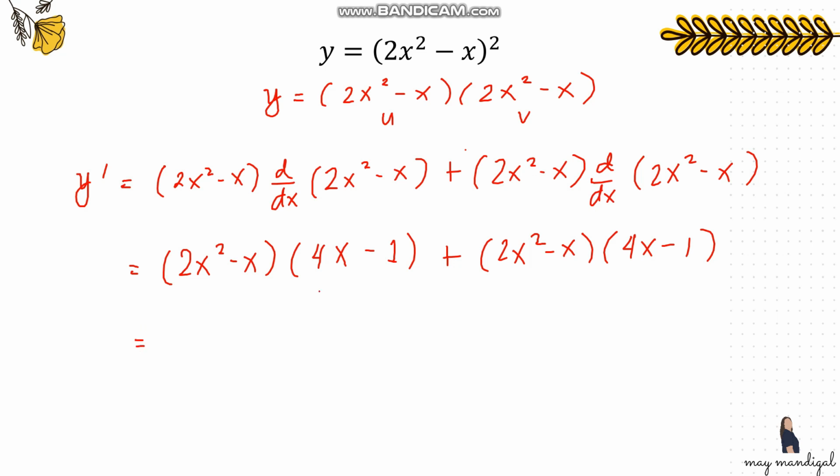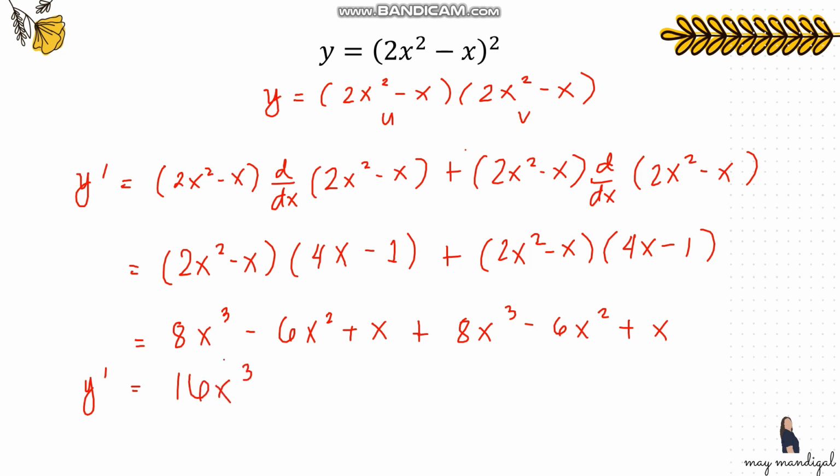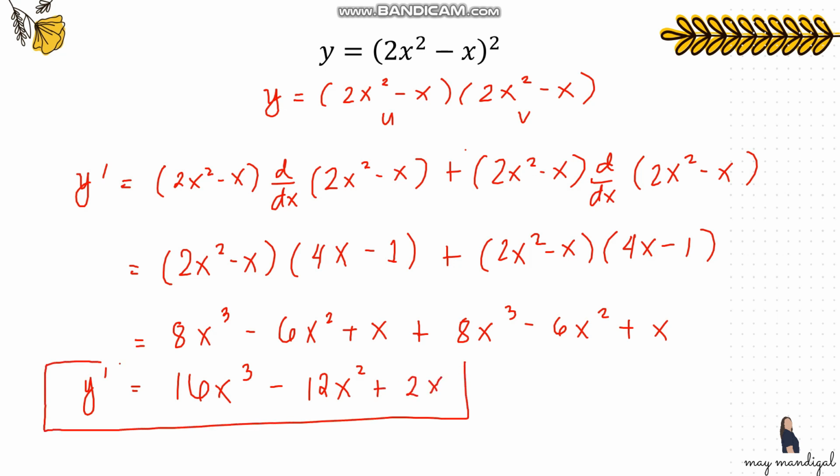And then from here, we can now just simply multiply this 2. We will get 8x cubed minus 6x squared plus x, plus, and then it will be just the same as the other one. So 8x cubed minus 6x squared plus x. And then from here, we can now just combine similar terms. So we have 16x cubed minus 12x squared plus 2x. So this is now the derivative of our function.